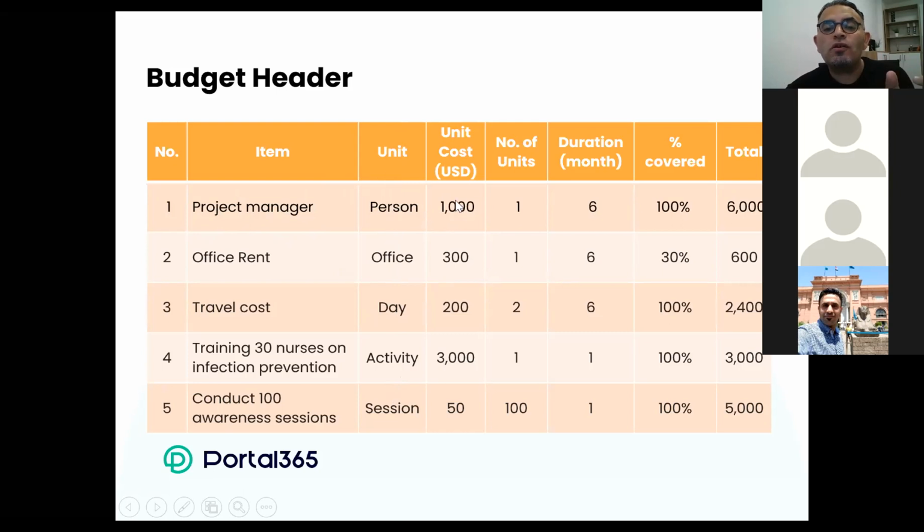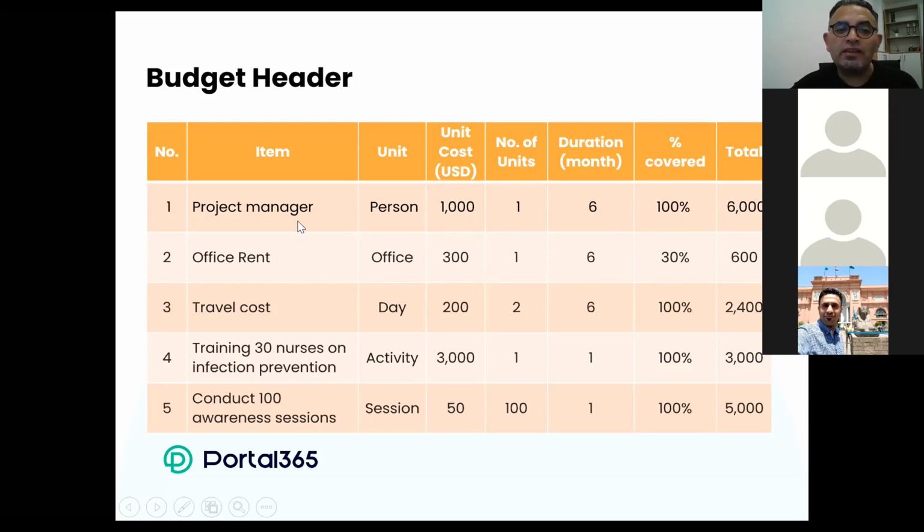The unit cost, the cost of the person, is 1,000 per month. And we have only one unit. It's one person, 6 months duration. It will be covered 100%. So we will have 1,000 by 1 by 6 by 100%, and we will end up with $6,000, because now the total will be in dollars because the unit cost is in dollars.